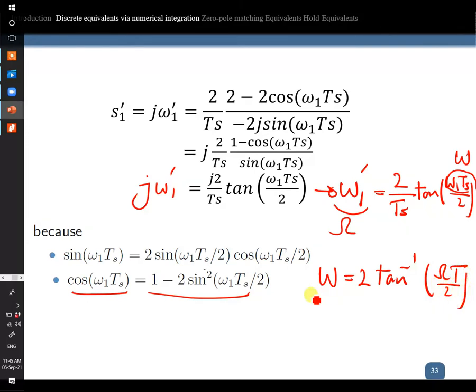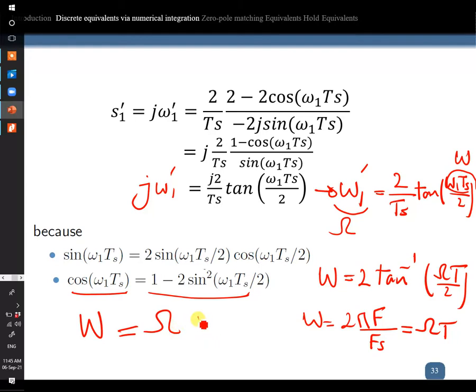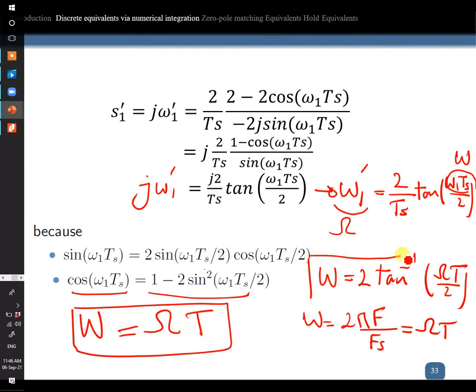Or I can say omega in the discrete time is equal to 2 pi f, the frequency, and the sample frequency, or I can write omega Ts. It is normal that omega in the discrete time will be the continuous time multiplied by Ts. This is the linearization of the nonlinear here. This is the nonlinear and this is the linear.